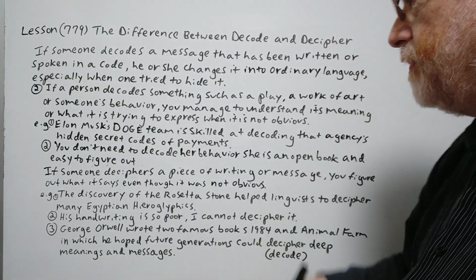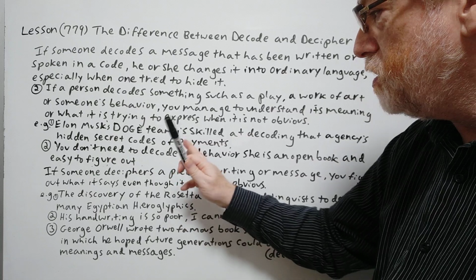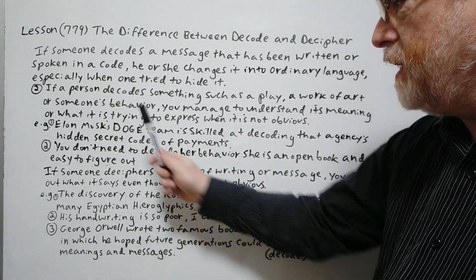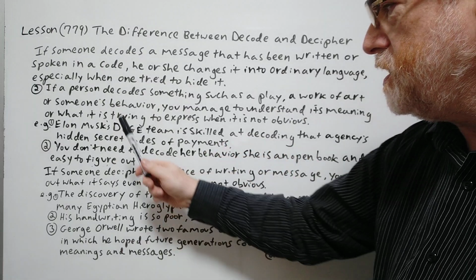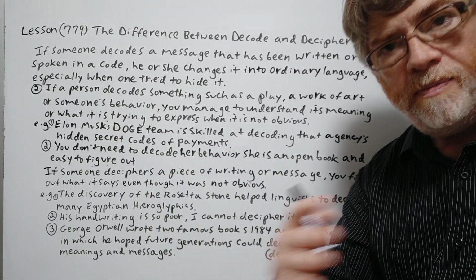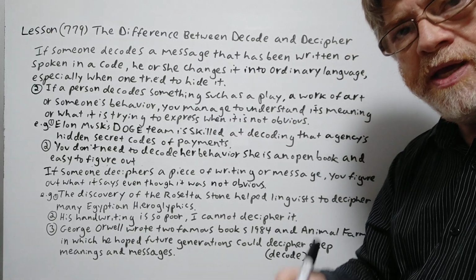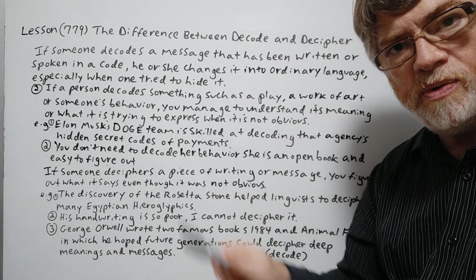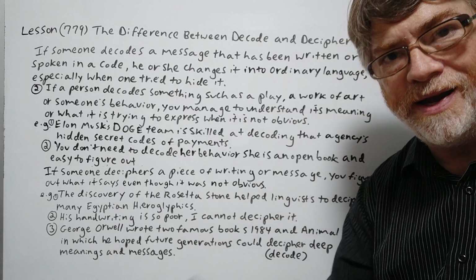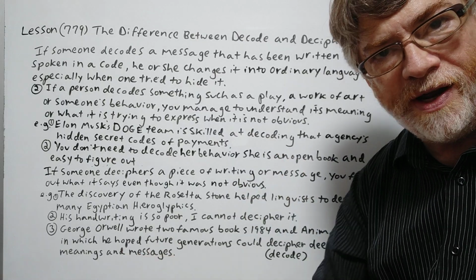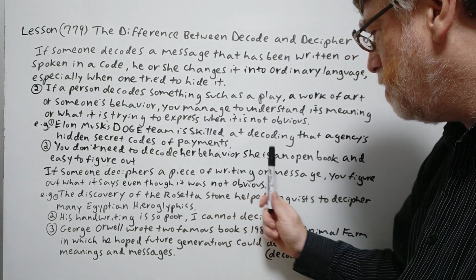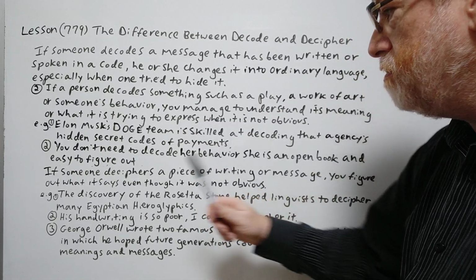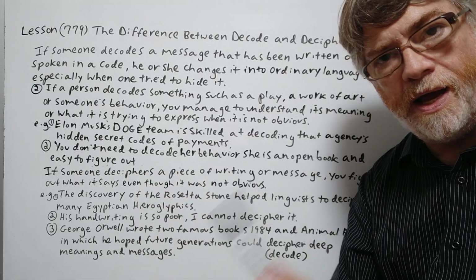All right, let's continue. We got two examples for decode here. First, Elon Musk's Doge team is skilled at decoding that agency's hidden secret codes of payments, basically. So they tried to put it into a code, but his team can figure out how to find out the information. All right, number two, you don't need to decode her behavior. She is an open book and easy to figure out.